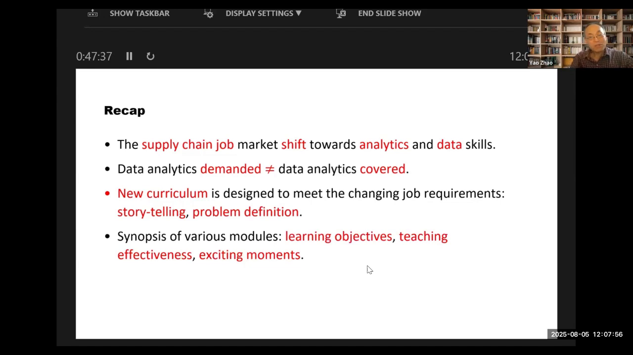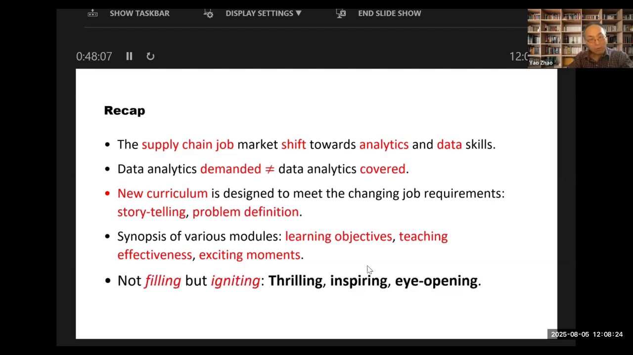And then we have a synopsis of various modules on different supply chain functions, from procurement to production, to inventories, to demand management, and of course, overall integrated supply chain planning. We'll talk about the learning objectives, so you know where to fit in, and teaching effectiveness, my student feedbacks. And I share a few exciting moments. Now, finally, what I want to say is, don't fail, but ignite.